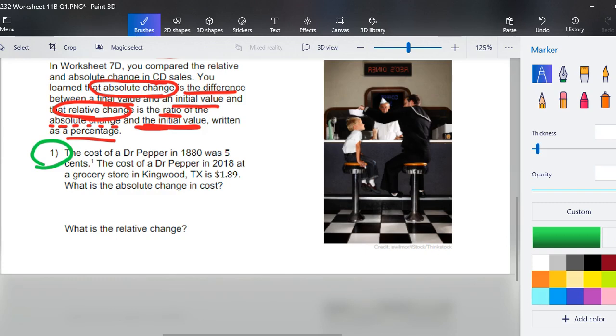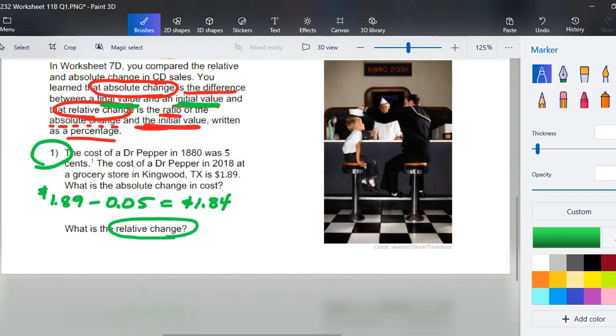This says it's the difference between the initial value and the final value. Another way to look at it could be the ending number and the beginning number. Whatever way makes sense to you, the number we are most recently looking at is $1.89. The number from a long time before is 5 cents. And so when we go to find their difference, the absolute change is $1.84.